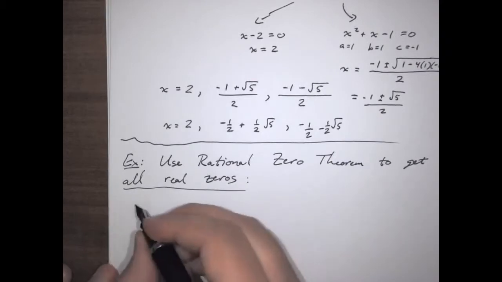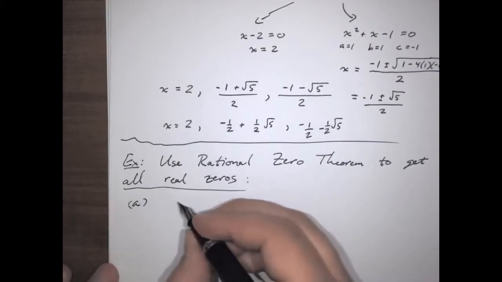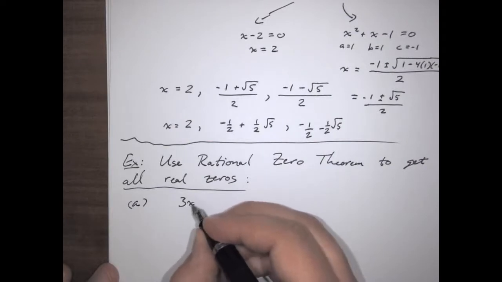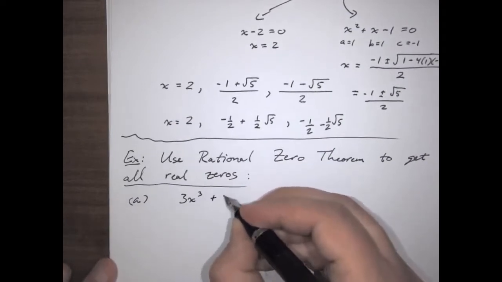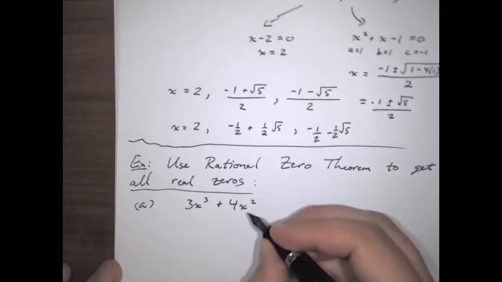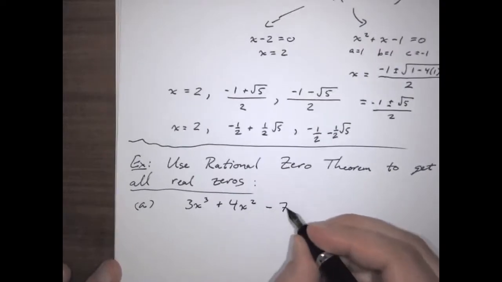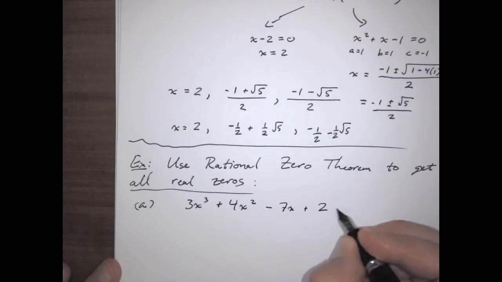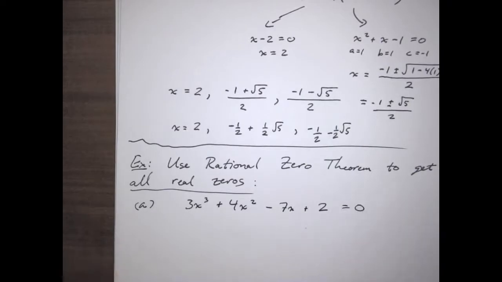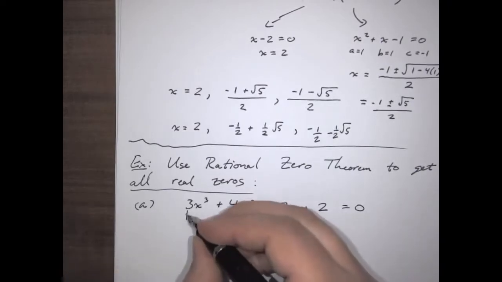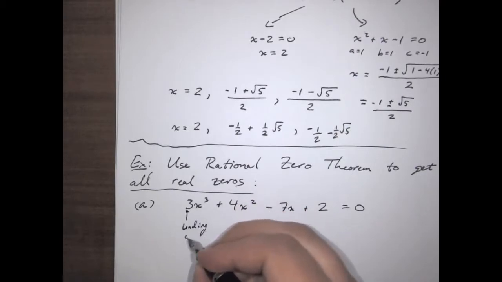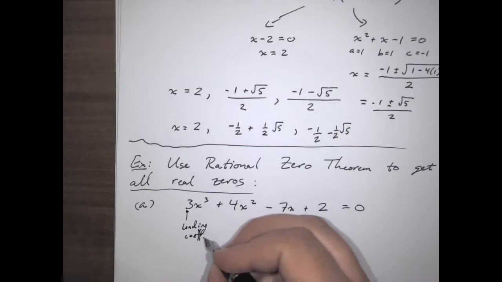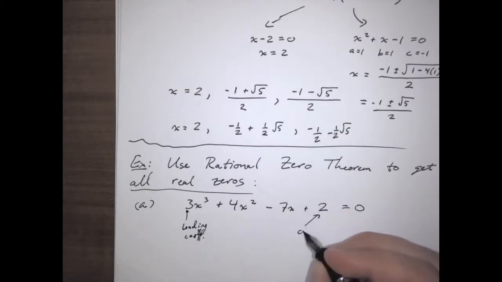Okay, so here is our first example. 3x cubed plus 4x squared minus 7x plus 2 equals 0. Alright, so here is the leading coefficient. Here is the constant term.